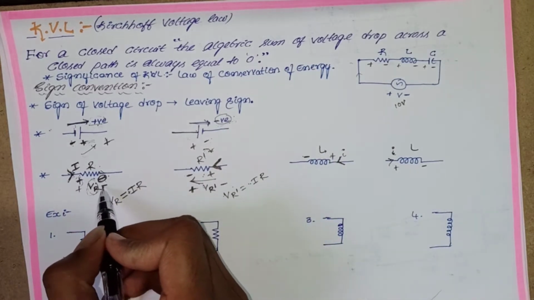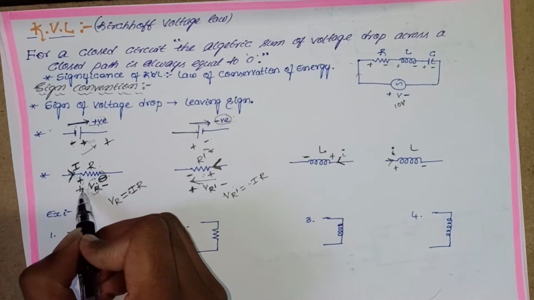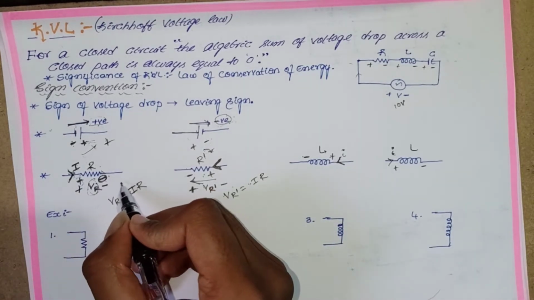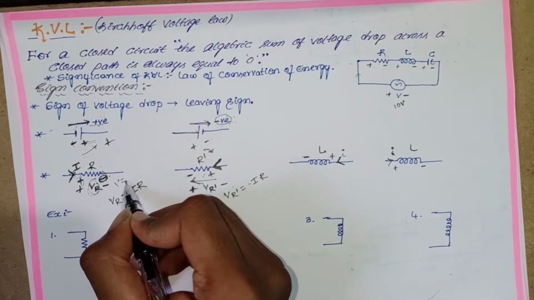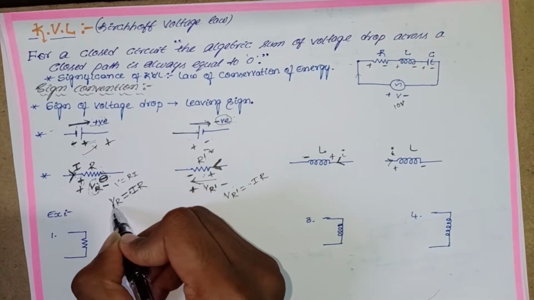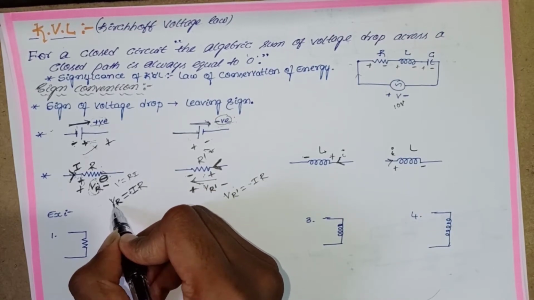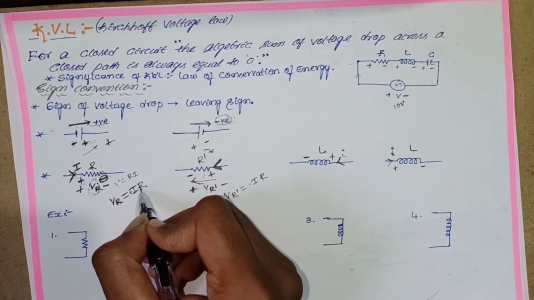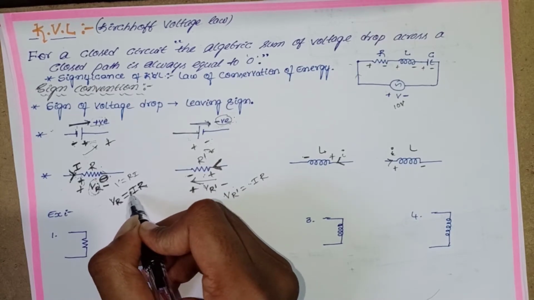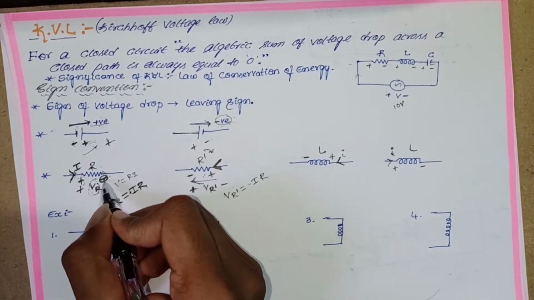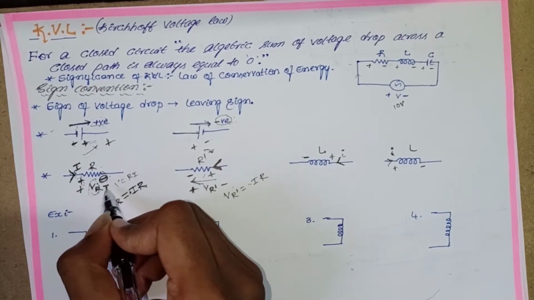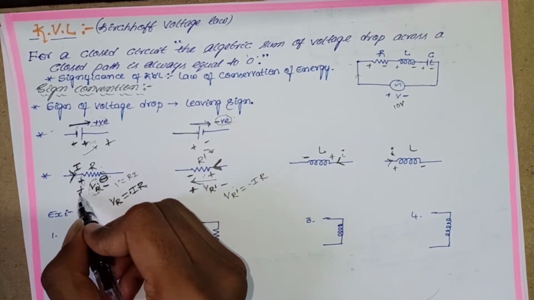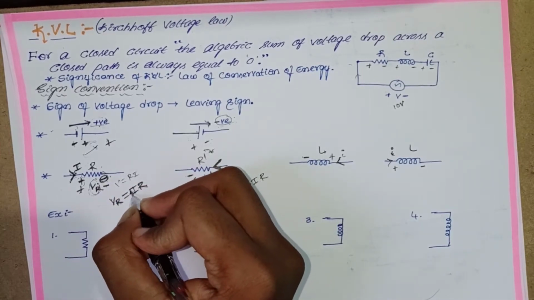I will consider negative sign and positive sign. So according to Ohm's law, V is equal to Ri. So VR, the voltage drop, is equal to current into resistance. Current is I and resistance is R. Do we put positive or negative? Consider this sign: positive, positive, positive, positive. So these are the same. We put a positive sign.